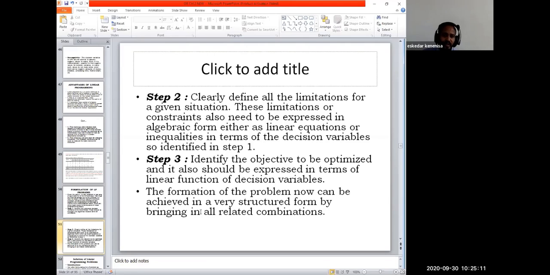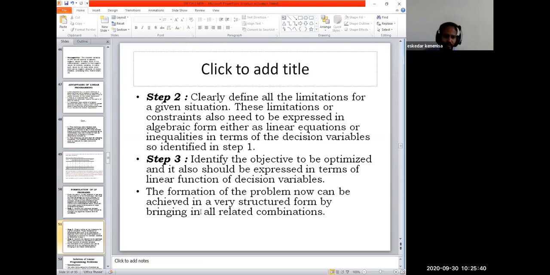A constraint also needs to be expressed in algebraic form, either as a linear equation or inequality in terms of the decision variables identified in step 1. Then you also have an objective to optimize, and it should also be expressed as a linear function of the decision variables. This is step 3: identify the objective to be optimized.